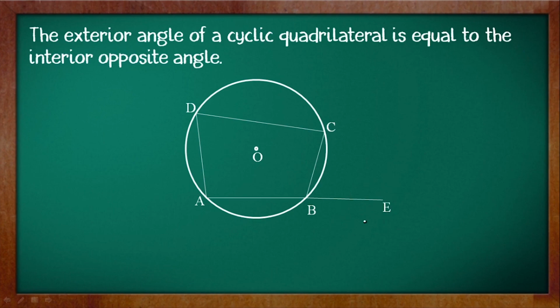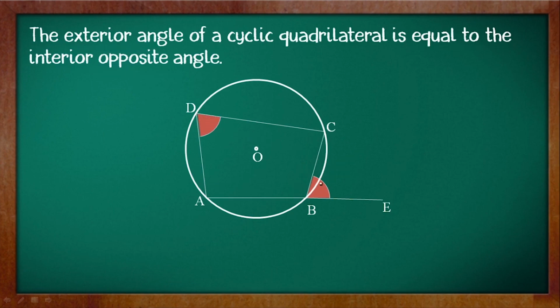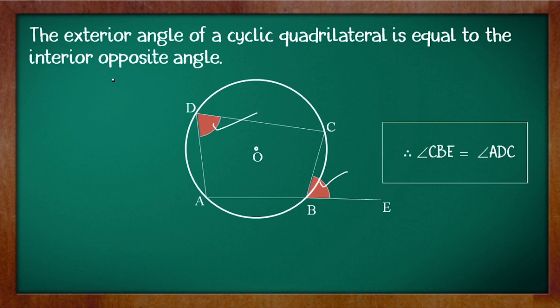Now the angle that is formed here is known as the exterior angle. The exterior angle will be equal to the interior opposite angle. We have four interior angles here. This is 1, this is 2, this is 3, and this is 4. But this exterior angle will be equal to the opposite interior angle. See, this is the opposite interior angle. So these two angles are equal. That is what the statement of this theorem says. That is, angle CBE will be equal to angle ADC. So we'll be using these two theorems to solve our problem.